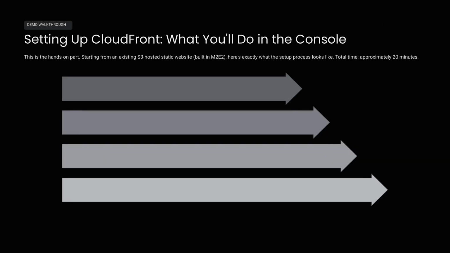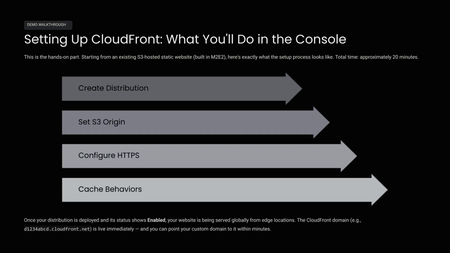The setup process is straightforward. Starting from an existing S3 website, you will create a distribution, set the S3 origin, configure HTTPS, and define cache behaviors. Once deployed, your website is served globally, and the CloudFront domain is immediately live.